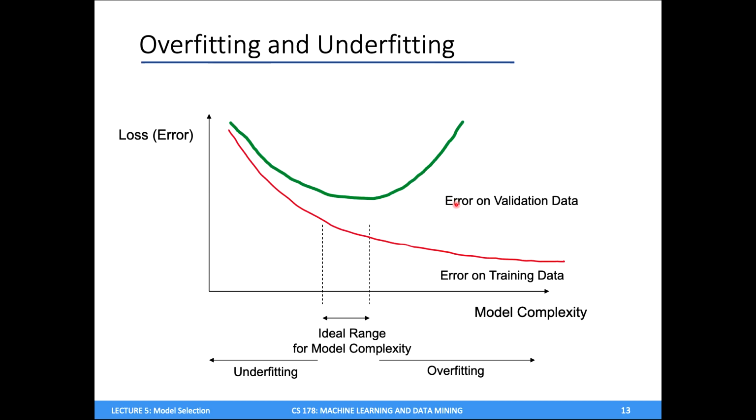Yeah, exactly. You want your error on the validation data to be as small as possible. It's going to generally decrease and then start increasing when you start overfitting. And so the slope should probably be 0 here.